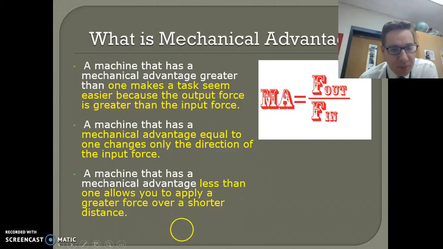And if it's less than 1, you have to put in more force. It means greater force over a shorter distance. So less than 1, you're going to put in more force. You're going to need a greater distance.